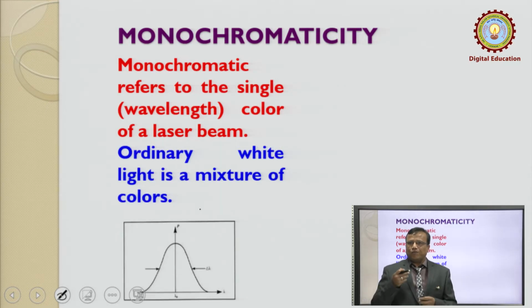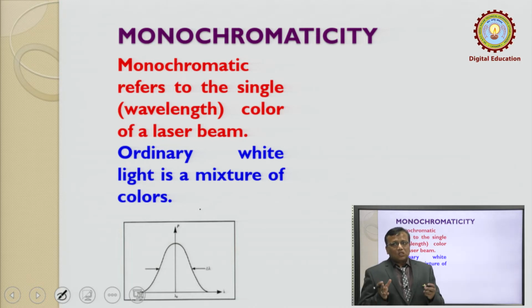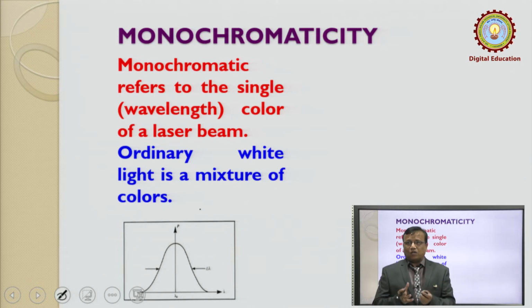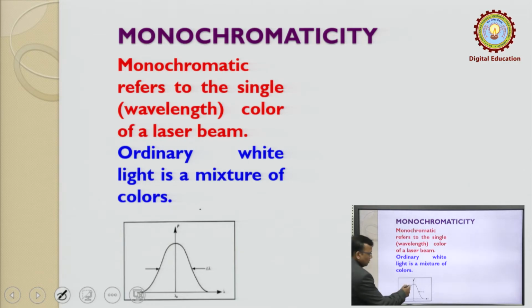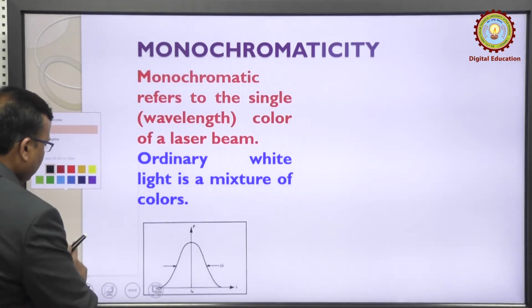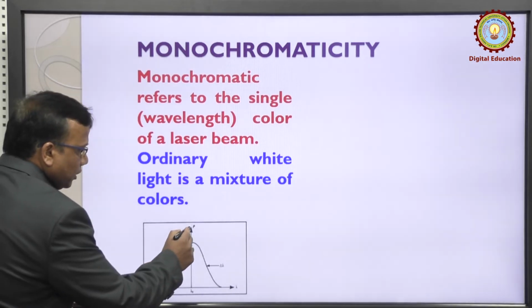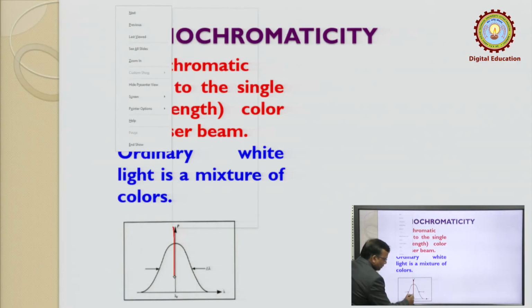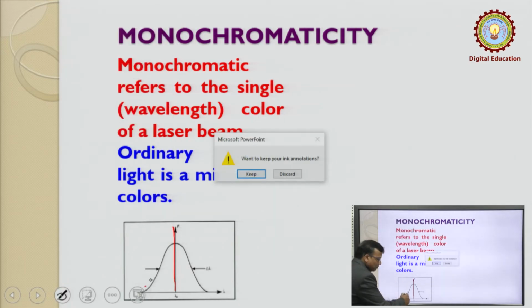If we compare it with ordinary light, ordinary light is composed of a mixture of wavelengths. So as we can see here in the graph, this is the laser light in a narrow beam.